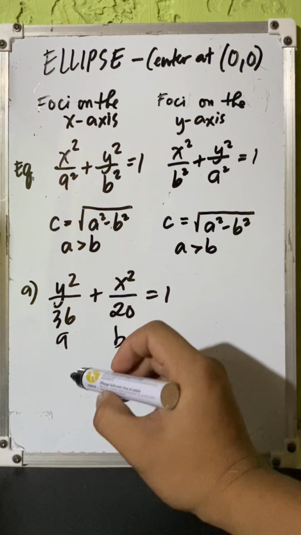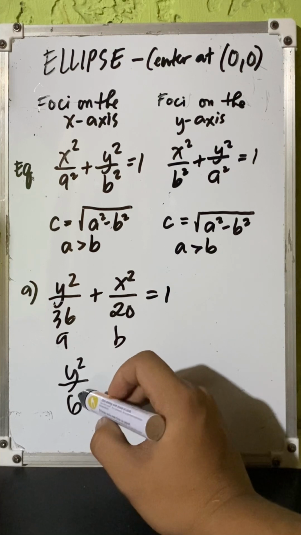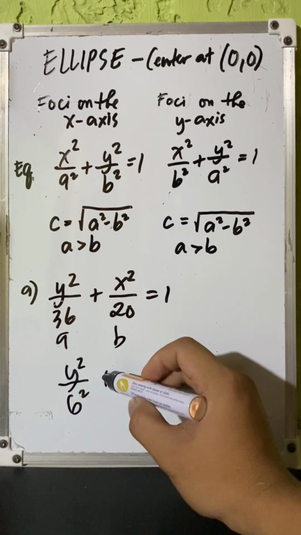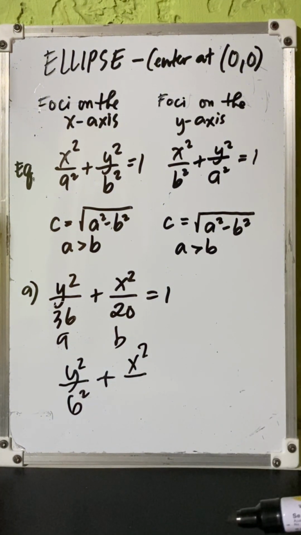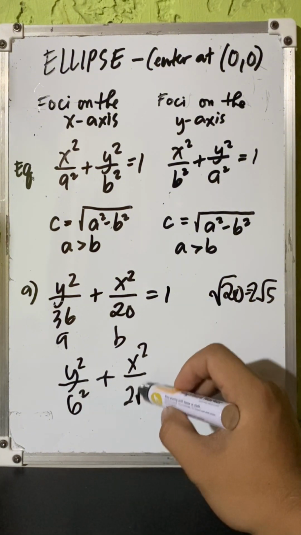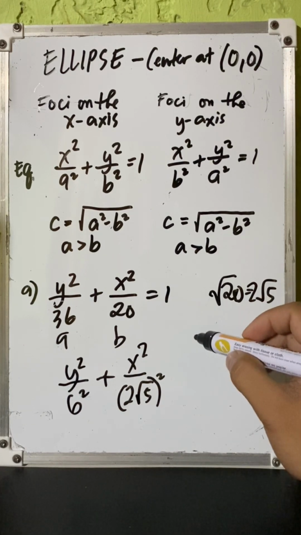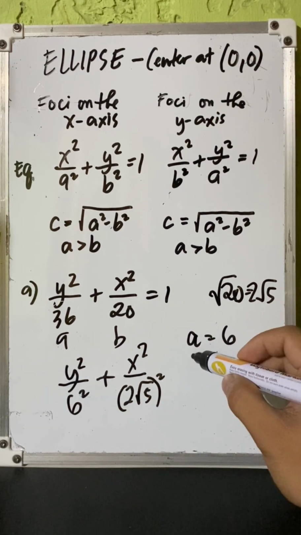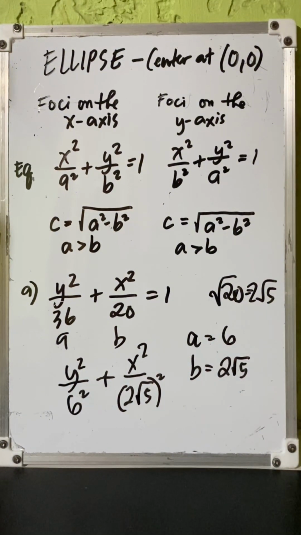So we can write this as y squared over 36, that is 6 squared, right? Plus x squared over 20. What is the square root of 20? Square root of 20 is equal to, that is 4 times 5. That is 2 square root of 5. Okay, that is 2 square root of 5 squared. So what is your a? Your a is 6. Your b is 2 square root of 5 or square root of 20.